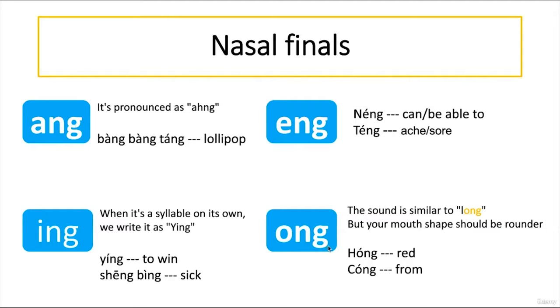On. This sound is similar to ong in long, but your mouth shape should be rounder. One more time. On. Well done. Red in Chinese is 红. From in Chinese is 从.